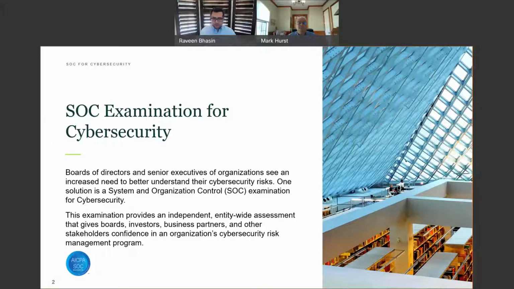Really, with the changes in our workforce and a remote-first environment that we're all working in, it becomes imperative that the organization adjusts its internal control structure to account for the new risks that are being exposed. What used to be a phone call and a walk down the hallway to have an in-person conversation has now turned into an email, which just means malicious actors such as hackers have one more means of spoofing an email address and trying to extract their pound of flesh. So a SOC for Cybersecurity examination tries to provide an independent entity-wide assessment that gives boards, investors, business partners, and other stakeholders confidence in the organization's cybersecurity risk management program.